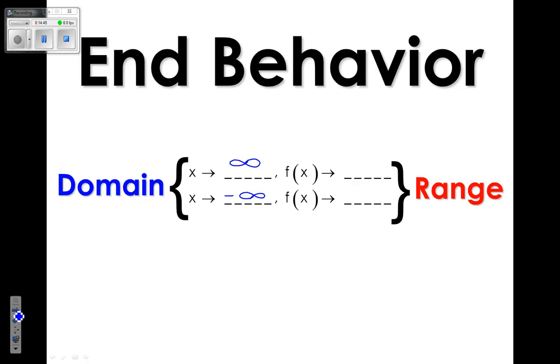This is going to change. I'm not going to fill anything in there because I don't know until I look at the graph. But this will always be the same. This means as x goes to the right, what is the y doing? It's either going up or down. If x goes to the left, what is y doing? Is it going up or down?